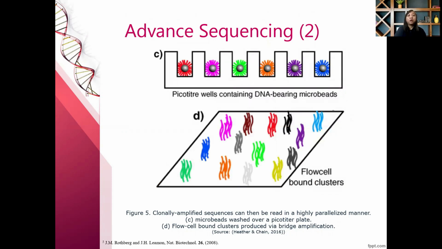Microbeads that already have multiple DNA templates are separated into picotiters so that one picotiter has only one specific microbead. Then there are two ways that can be done, namely 454 pyrosequencing and Ion Torrent. In 454 pyrosequencing, one type of fluorescence-labeled dNTP is added to the sample each cycle. In each cycle, in its microbead, the fluorescence intensity is checked.